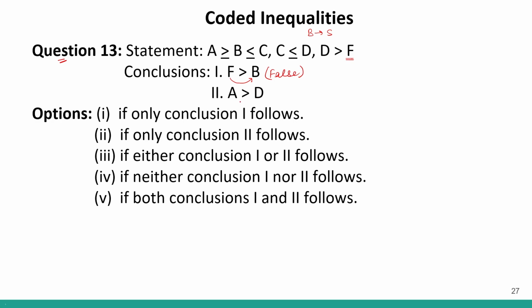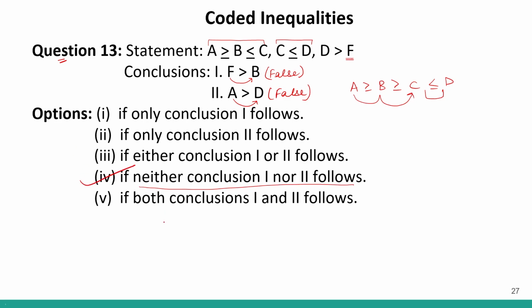Coming to A is greater than D, we have to move from A to D. So A to D, if I have to move, I can see relationship between A to C and I can see relationship between C to D. Correct? So I can see A is greater than B, B is greater than equal to C, and C is less than equal to D. So now I can move up to C, but then the symbol has changed. This is a smaller door. So I cannot proceed after C. So this conclusion is also false. So both my conclusions are false. I can say that neither conclusion 1 nor conclusion 2 follows. So my answer will be option number 4. Clear?